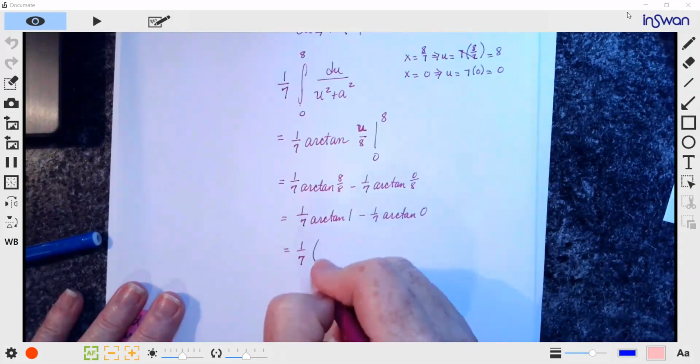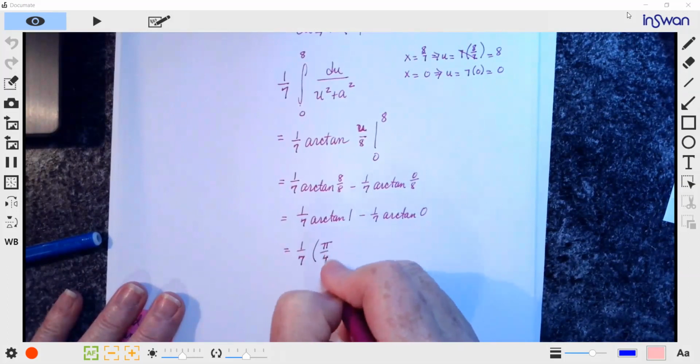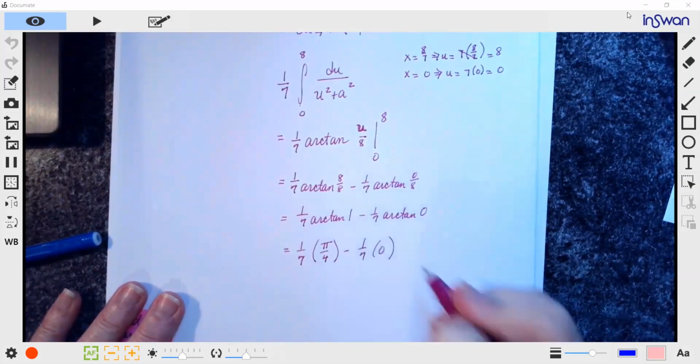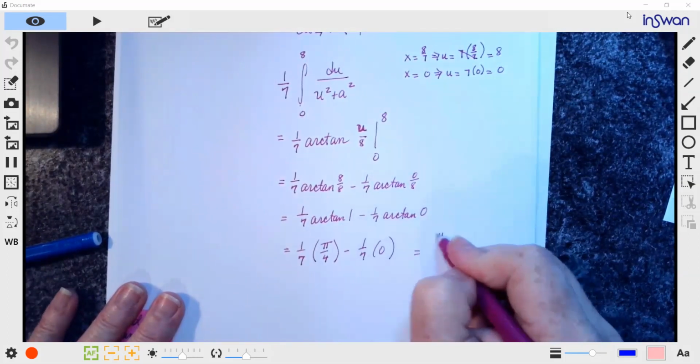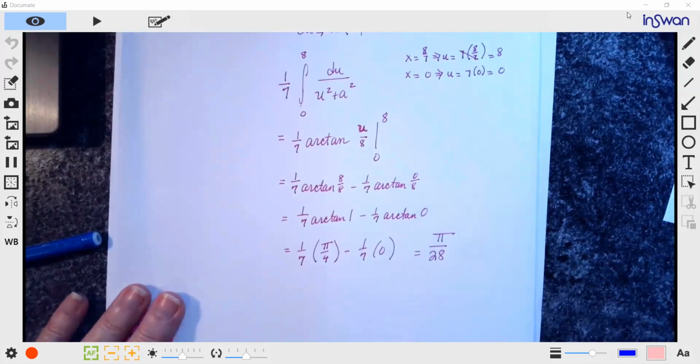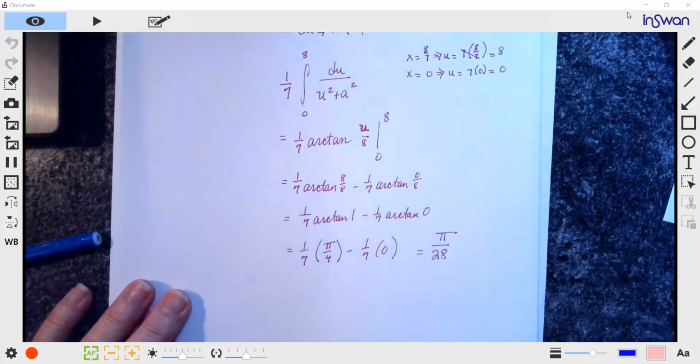So this would be pi/4 minus the arctan of 0 is 0. So we end up with pi/28. Questions?